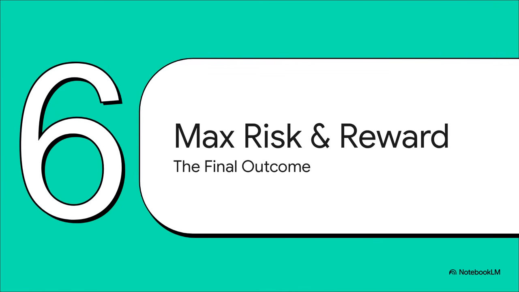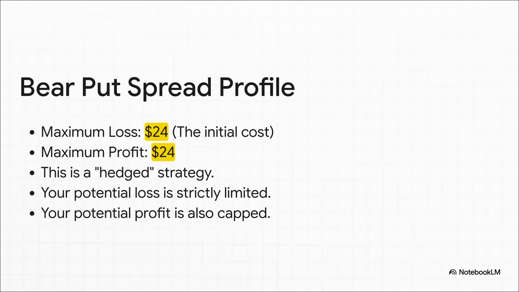So after walking through all those numbers and all those scenarios, what is the single most important thing to take away from a strategy like this one? It all boils down to this: a perfectly defined profile. From the second they put on this trade, the investor knew, with 100% certainty, their absolute best case scenario was a $24 profit, and their absolute worst case was a $24 loss. That is what a hedged strategy is all about. You give up that lottery ticket dream of unlimited profit in exchange for the certainty of a strictly limited risk.